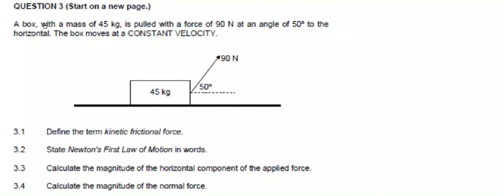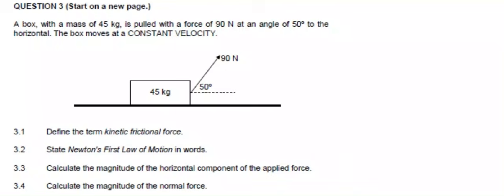A box with a mass of 45 kgs is pulled with a force of 90 newtons at an angle of 50 degrees to the horizontal. The box moves at constant speed. Now let's go straight to the keywords there.